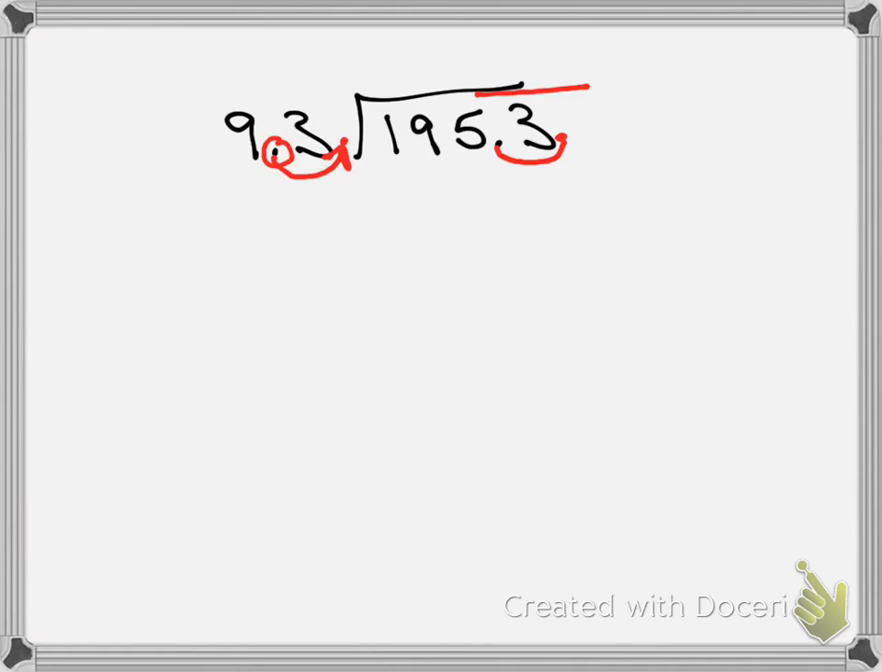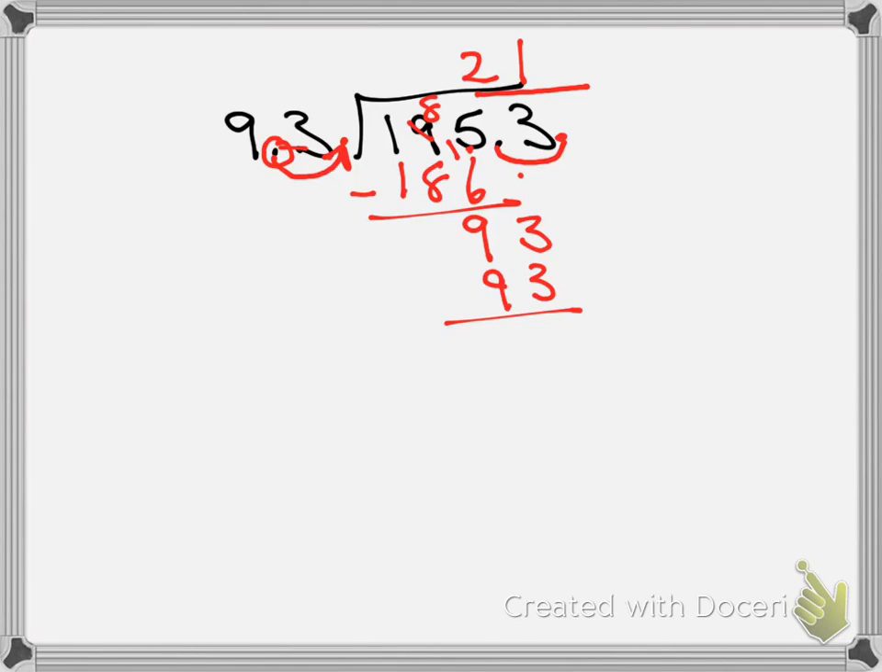So we're going to divide. 93 won't go into 1. 93 will not go into 19. 93 will go into 195 2 times. 2 times 3 is 6 and 2 times 9 is 18, and subtract. 15 minus 6 is 9. We're going to bring down our 3. And 93 will go into 93 one time. Multiply. Subtract, 0.